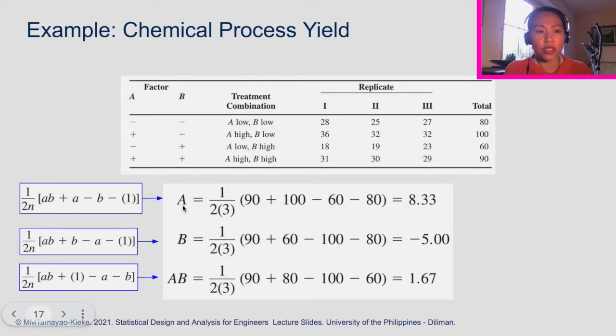So let's look at the average main effect for factor A. Using this expression, 1 over 2n times the quantity AB plus A minus B minus 1. So 1 over 2 times there are 3 replicates. Okay, your AB is the sum of observations for the combination where factor A is high and factor B is also high. So that would be this one. Okay, plus A, high level of A, low level of B. So that would be this. And minus B, high level of B, low level of A. So that would be 60. And then low level for both factors, that would be 80. So we get 8.33. And we just apply the same expressions for B and AB to get these values here, which are -5 and 1.67.